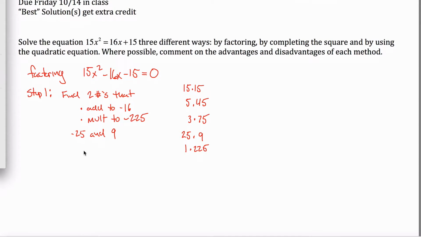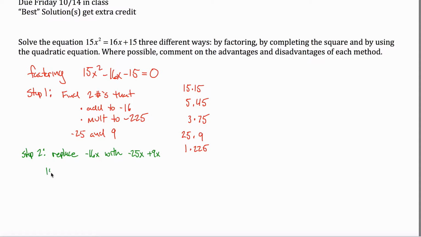Once you have those 2 numbers, what you want to do is step 2, which is where you replace your b, your negative 16x, with your answers from step 1. So in this case, negative 25x and positive 9x. So what I'm saying is rewrite this guy.